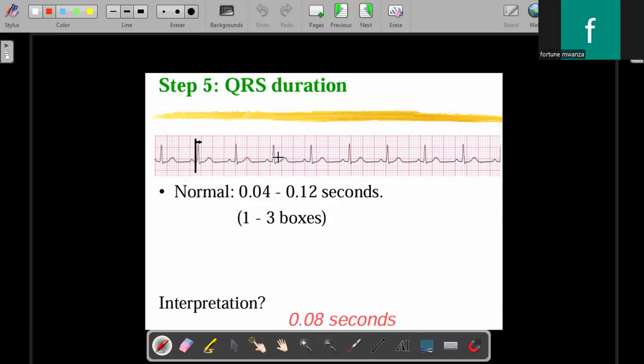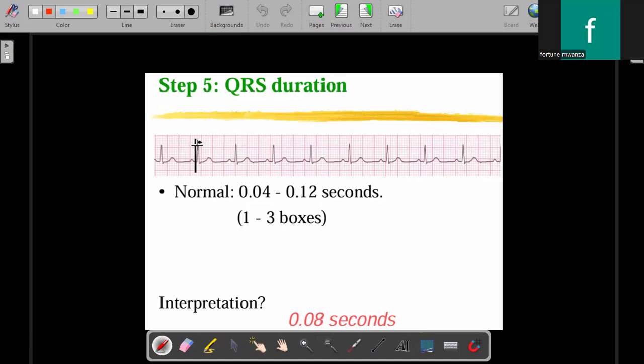The last and final step is determining the QRS duration. The QRS duration is the duration from where the QRS complex starts to where it ends. The duration has to be 0.04 to 0.12 seconds, so you count 1 to 3 boxes. If the boxes are more than 3, your QRS duration is not normal.